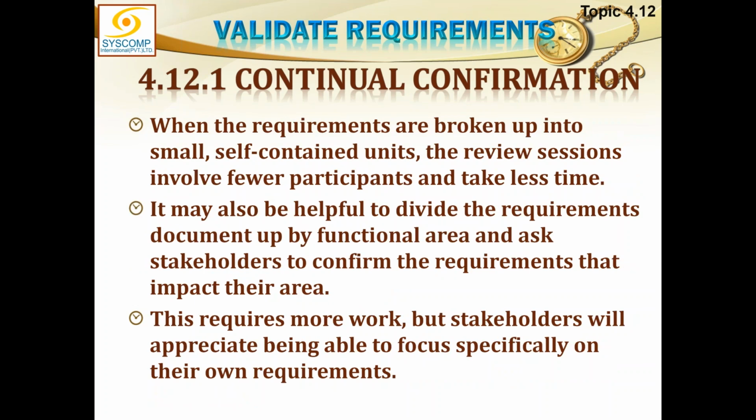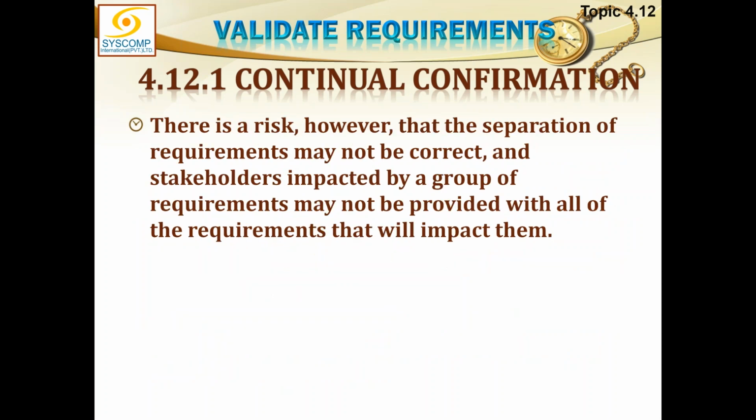When the requirements are broken up into small self-contained units, the review sessions involve fewer participants and take less time. It may be helpful to divide the requirement document up by functional areas and ask stakeholders to confirm the requirements that impact their area. This requires more work, but stakeholders will appreciate being able to focus specifically on their own requirements. There is a risk, however, that the separation of requirements may not be correct, and stakeholders impacted by a group of requirements may not be provided with all of the requirements that will impact them.